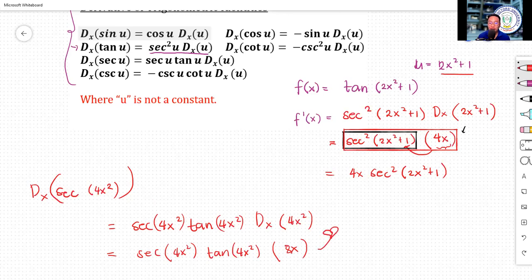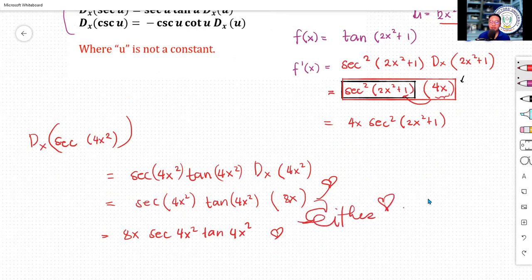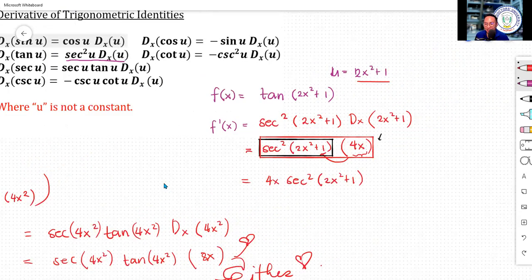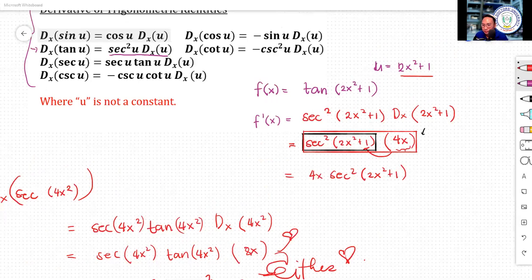I would accept this answer. But if you want to write this way as well, I'm good. Either. Question so far? Easy ra, di ba? None so far?